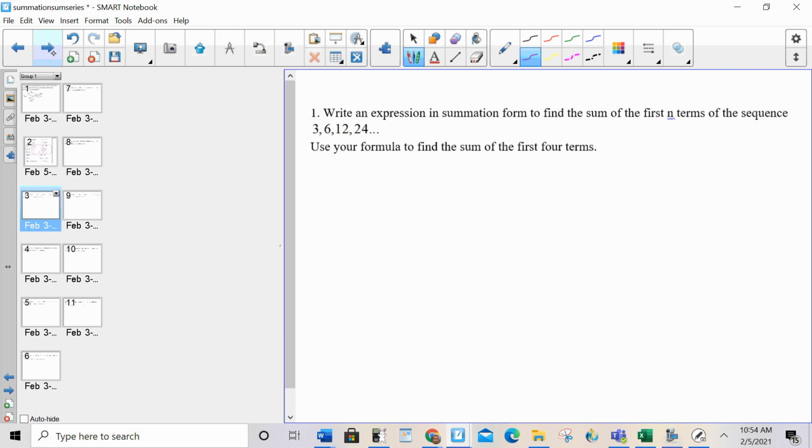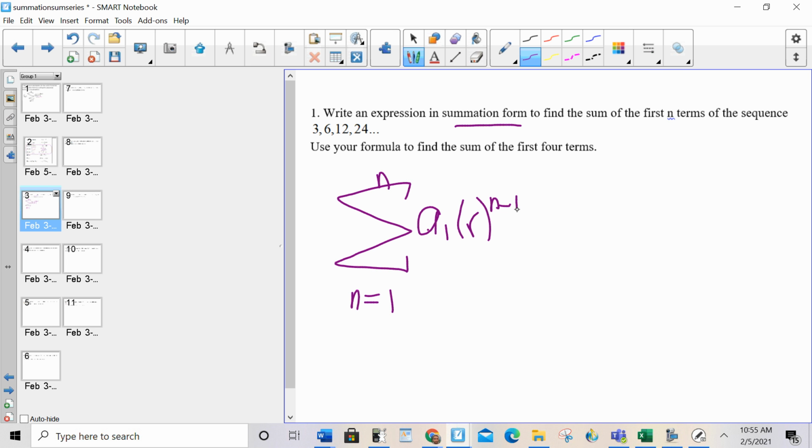So, write an expression in summation form. So again, summation form, I am putting the sequence formula with a summation. So I'm substituting into the sequence formula, and again, I'm just putting it in front of the summation. So A1, the first term, is 3. R is A2 over A1: 6 divided by 3, 12 divided by 6, 24 divided by 12. R is 2.